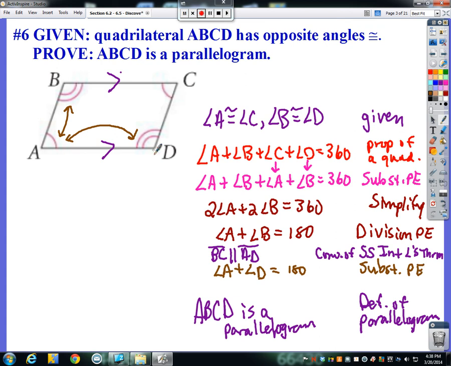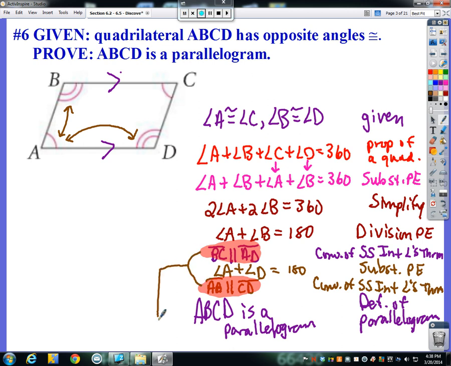And if A and D add up to be 180, that means these two sides must be parallel because A and D are same side interior angles. So AB is parallel to CD because, again, the converse of the same side interior angles theorem. So I have successfully shown, once again, that I have two sets of parallel sides. And because I have two sets of parallel sides, I've got a parallelogram. And there I'm done with that proof.